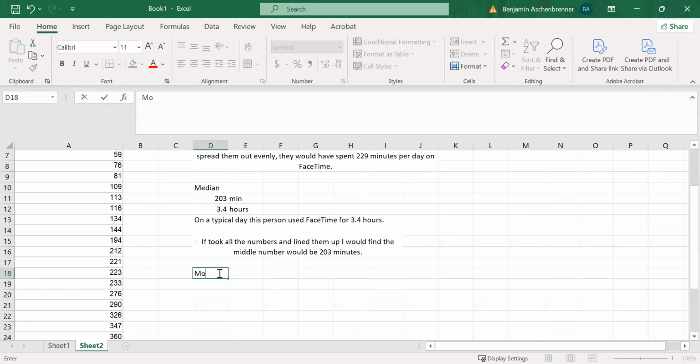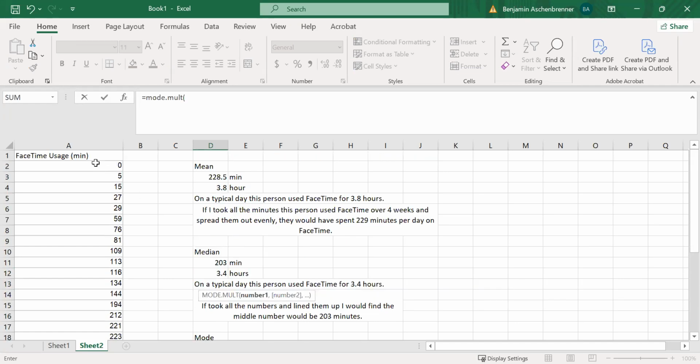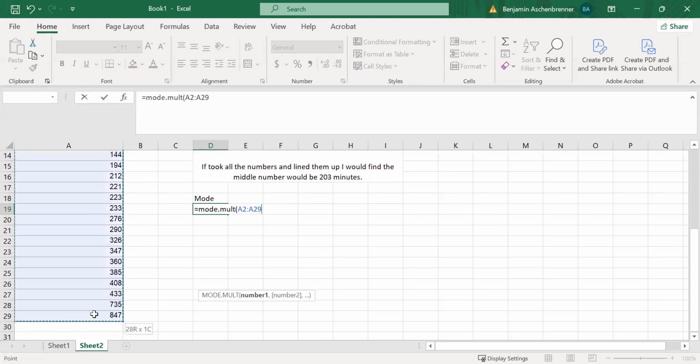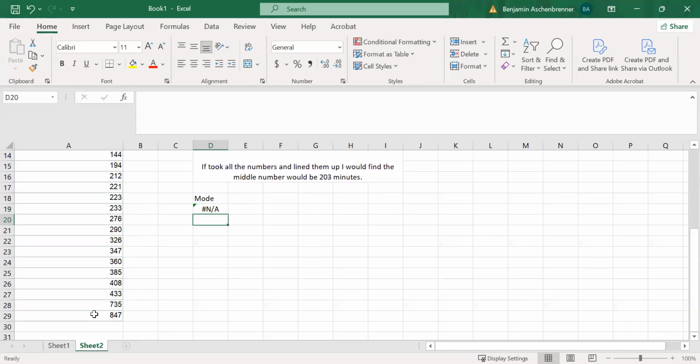All right, and finally, let's do mode. I have no idea whether there's going to be a mode. I typically will use MODE.MULT so that if there's multiple repeats, we can get those multiple repeats. It's important when you do that that there's nothing below the mode, and it turns out there was not.